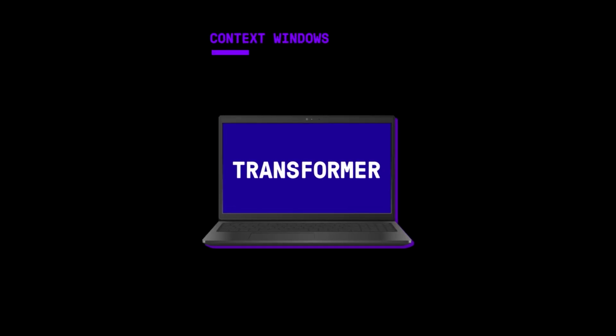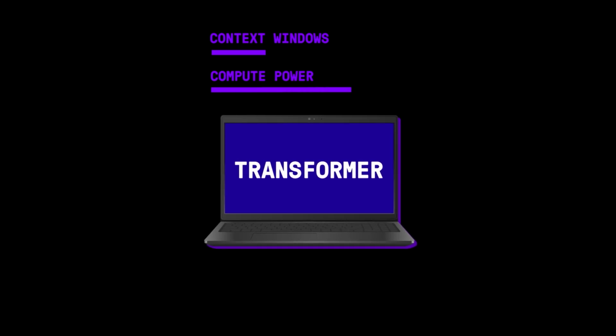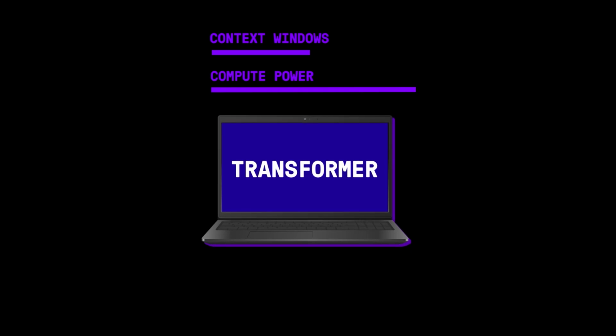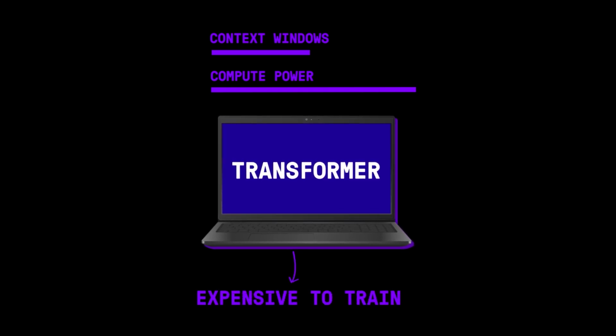So classic transformer architecture, for example, has quadratic scaling with context. And what this means is just that if you double your context window, you're quadrupling the amount of compute you need. And so if you have very large context windows, you actually are expending a lot of compute in order to run the model at inference. It also is expensive to train for the same reason.